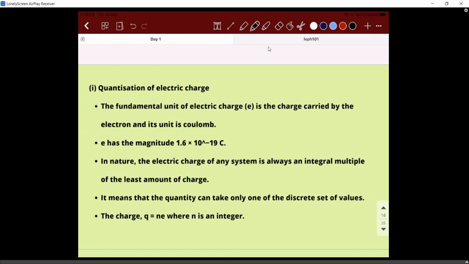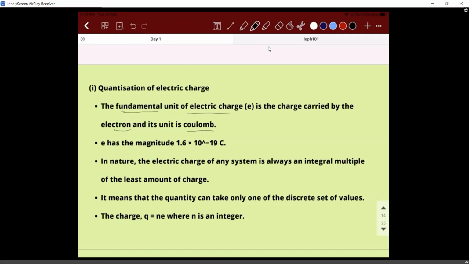So if you observe, the first point that they state is that the fundamental unit of electric charge is carried by the electron and is represented by what unit? Coulomb. Coulomb is the name of a scientist. Okay. So e has a magnitude of how much, is it known to you? What is the charge of an electron? It is 1.6 into 10 power minus 19 Coulomb. Okay. So this is the basic thing.